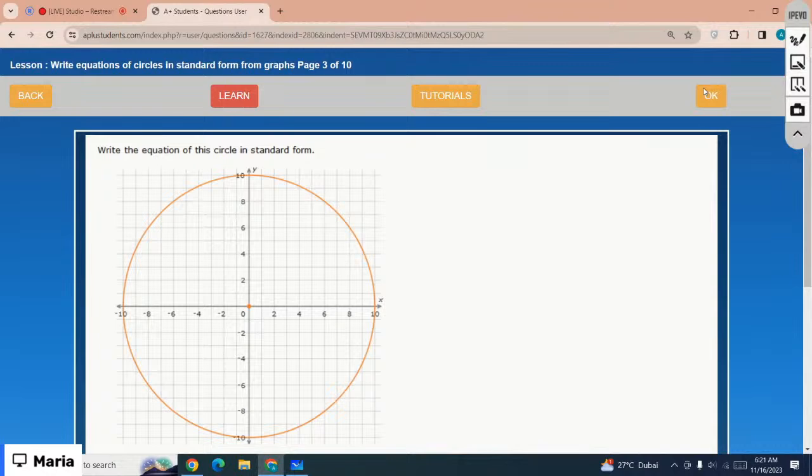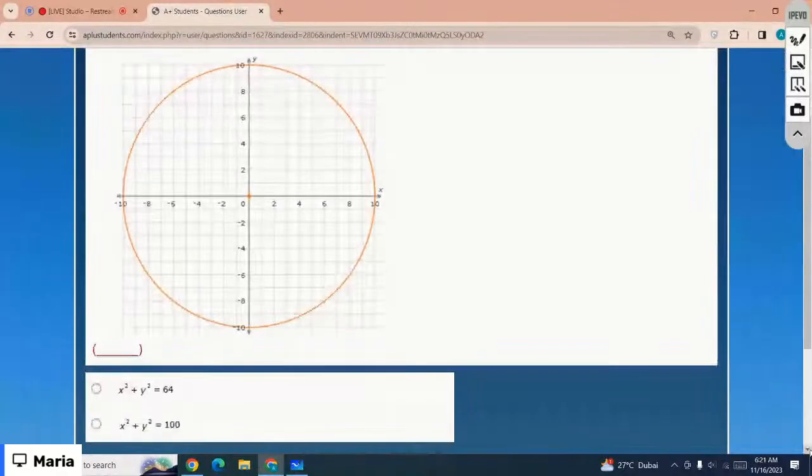Okay, the next one is, write the equation of the circle in standard form. So which is the correct option? Option 1, option 2, x square plus y square equals 100.